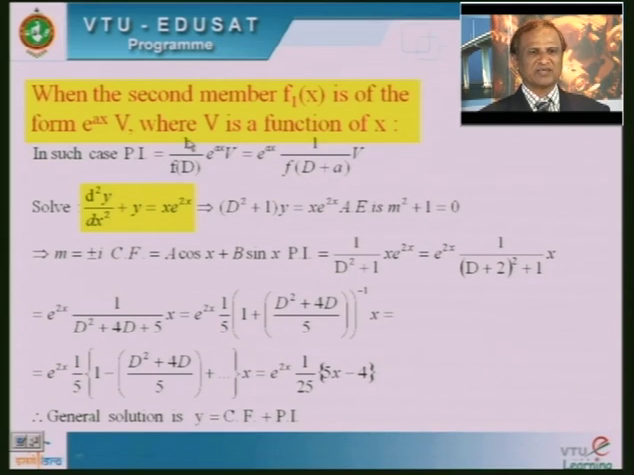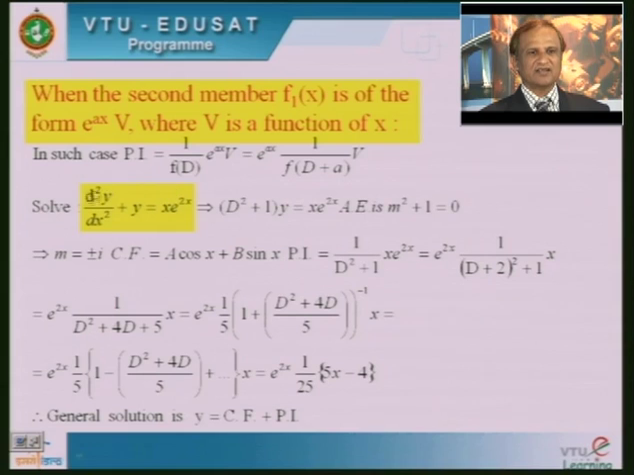In the usual form, we can write 1 upon f of D, e raised to ax into v. It can be written as e raised to ax into 1 divided by f of D plus a, into v. It means that in f of D, wherever D is there, I have to replace D by D plus a. a is the coefficient of x. They will give it in this form, so I want to identify f of D and replace D by D plus a into v.